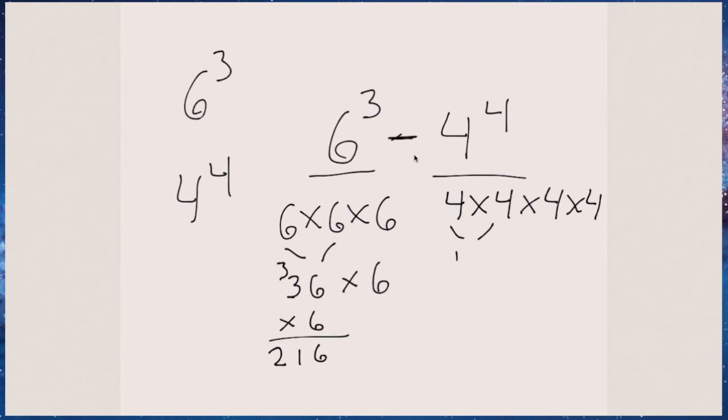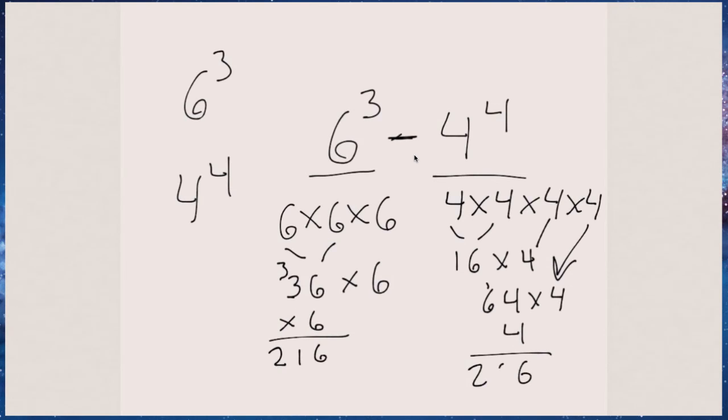4 times 4 is 16. 16 times 4 is 64. And bring down that last 4. 64 times 4. And we times that out. 16. 24 plus 1 is 256. If we subtract these, 256 is going to get us a difference between these of 40 calories.